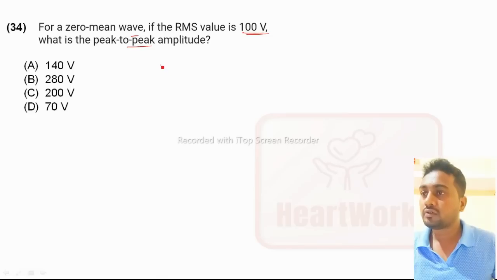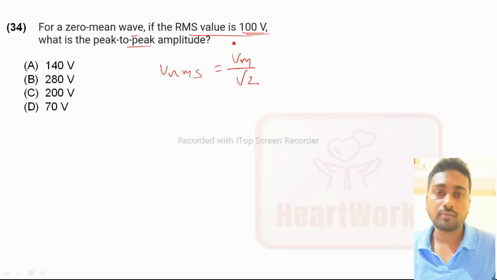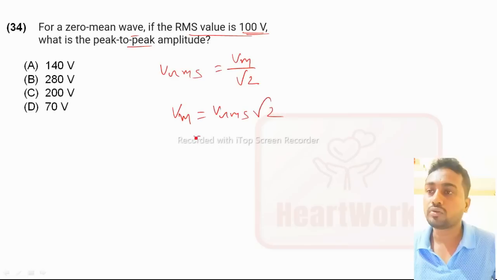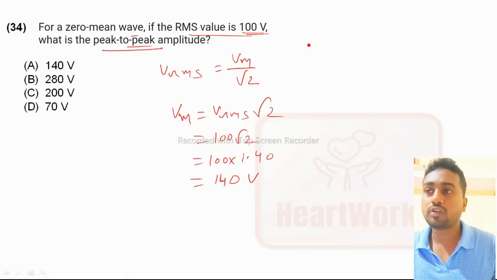Okay, now Vrms equals what? Vm by root 2. Here we already have the Vrms value, we have to find Vm. Vm equals Vrms times root 2. Vrms is 100 volt, so 100 root 2, and the root 2 value is 1.4, so 140 volt. Vm is equal to 140 volt. Now we have to find the peak to peak amplitude.